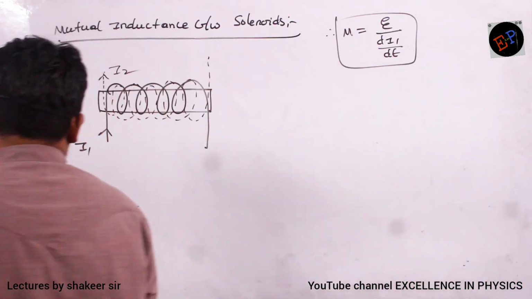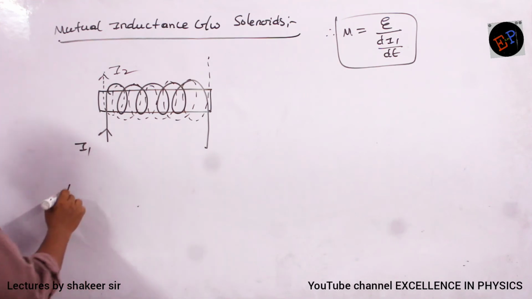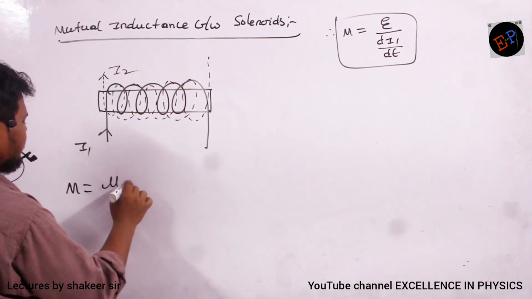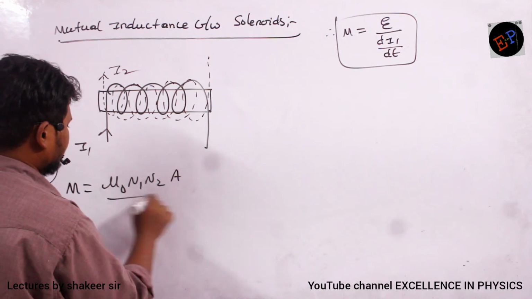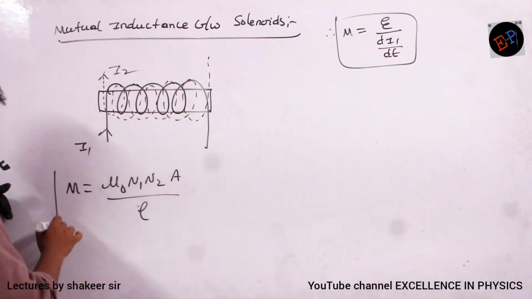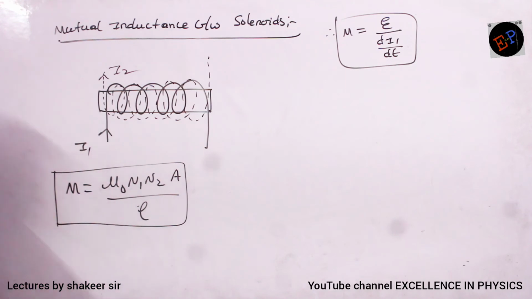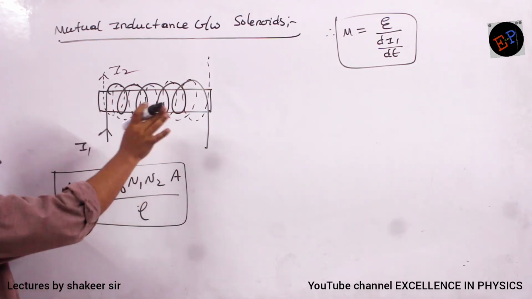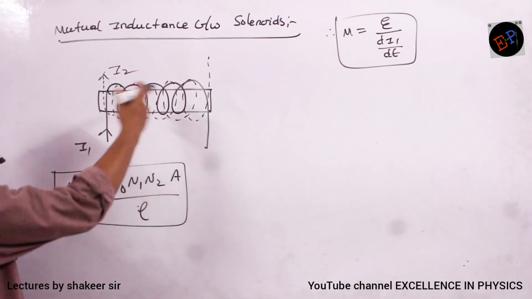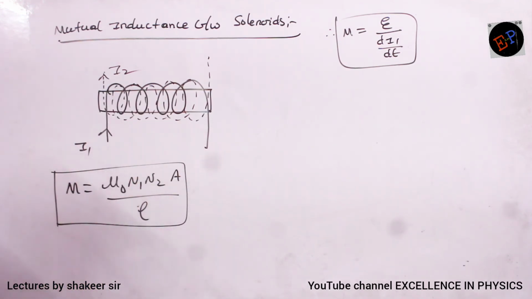Therefore, mutual inductance between these solenoids is given by mu naught N1 N2 A divided by L. This is the equation, where N1 and N2 are the number of turns of the first solenoid and second solenoid, A is the area of cross section, and L is the length of the solenoids.